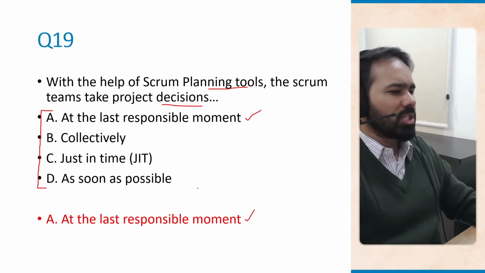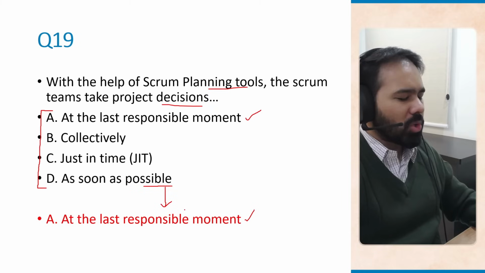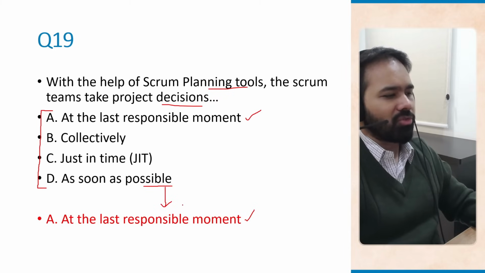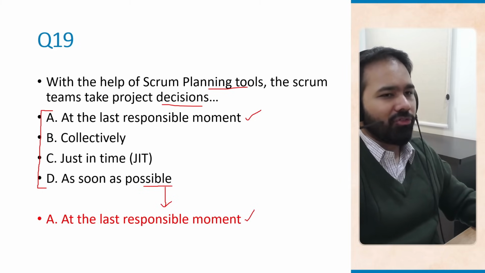As soon as possible, this is the opposite of at the last responsible moment, right? And as soon as possible can lead to premature decisions because you might not have full data or full context or full information. So, right decisions at the right time, at the last responsible moment, is what Agile aims for.